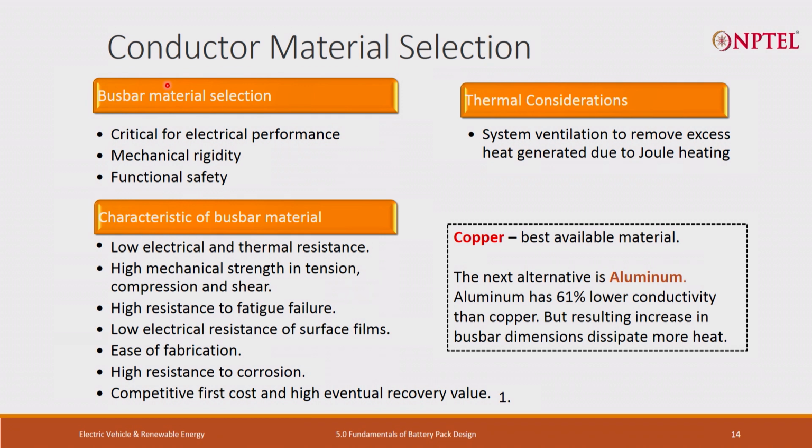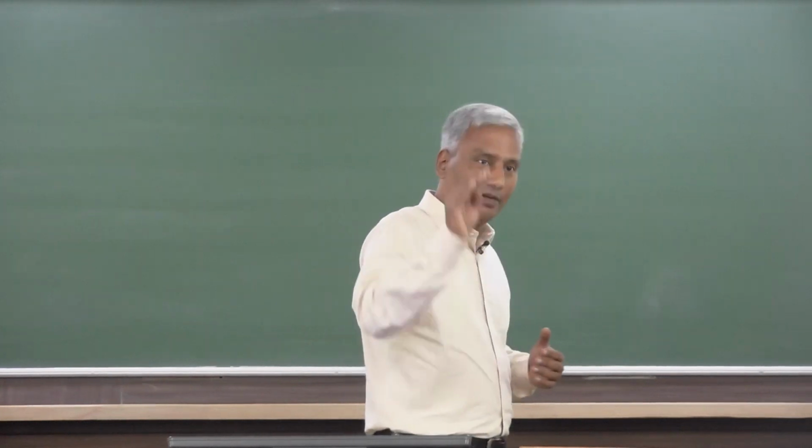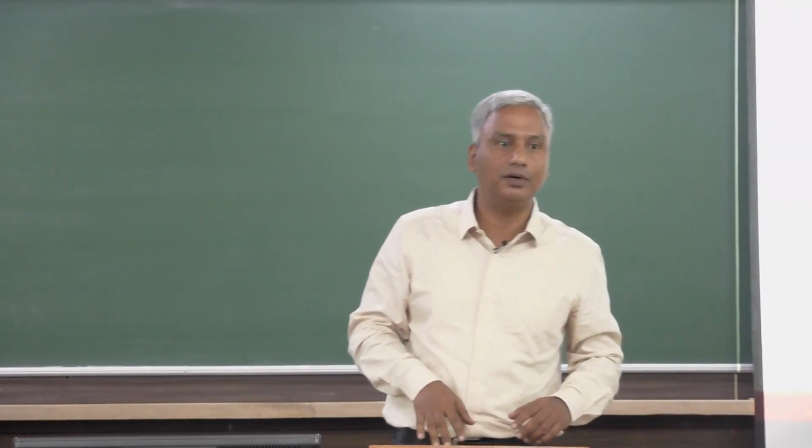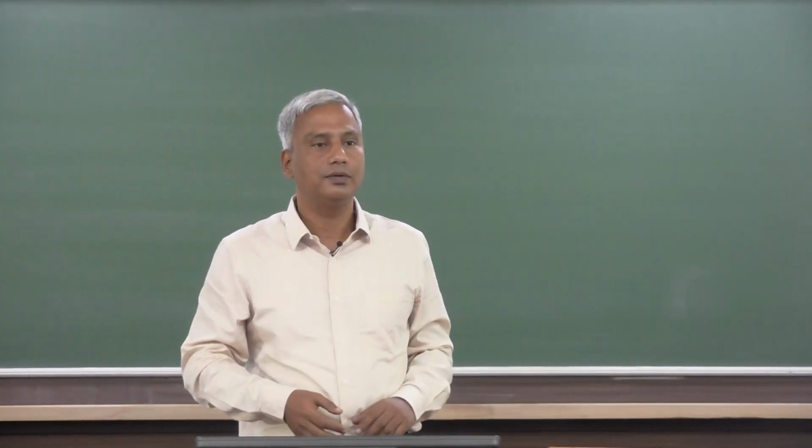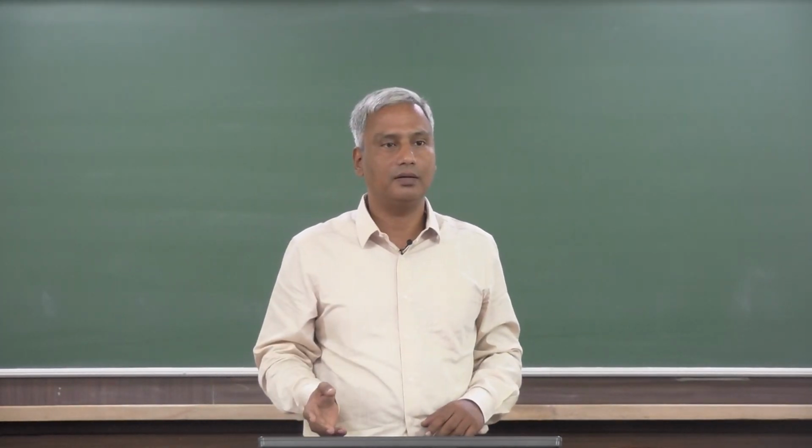As of now, when you compare cost and other parameters, copper becomes the best material. The next best material is aluminum, but aluminum has 61% lower conductivity than copper. So what do you tend to do? You increase the thickness or the surface area, and that helps in dissipating more heat. As soon as you increase the surface area and thickness, the overall resistance of the bus bar comes down, and it also helps you to get more thermal heat dissipation.